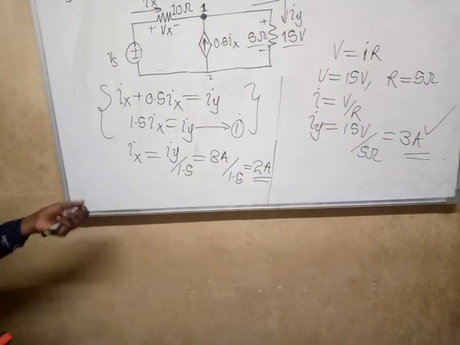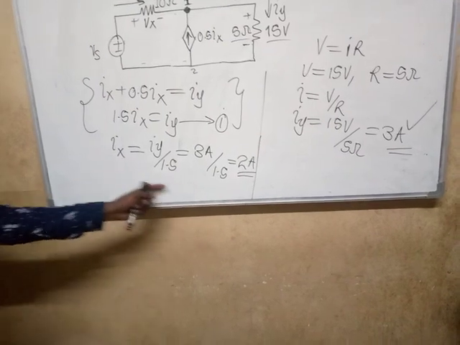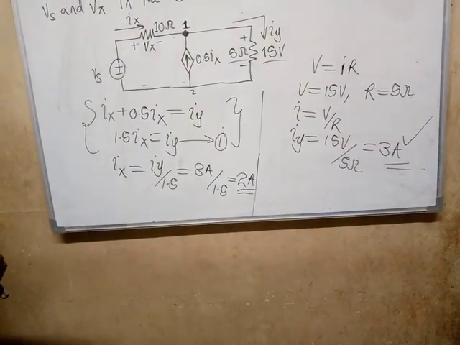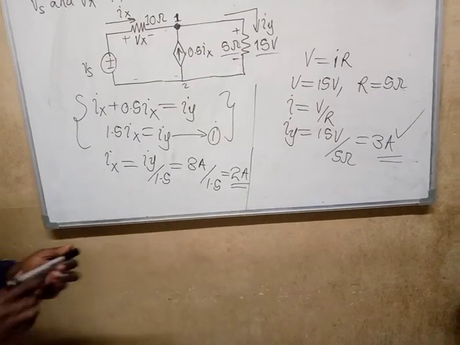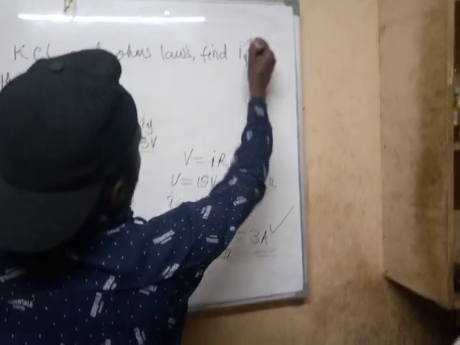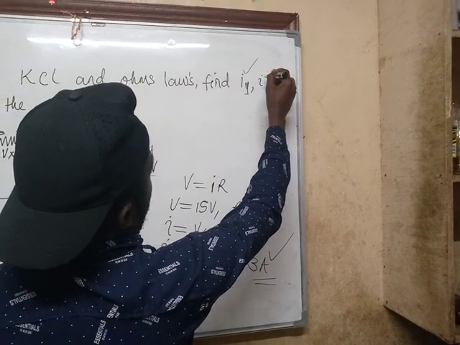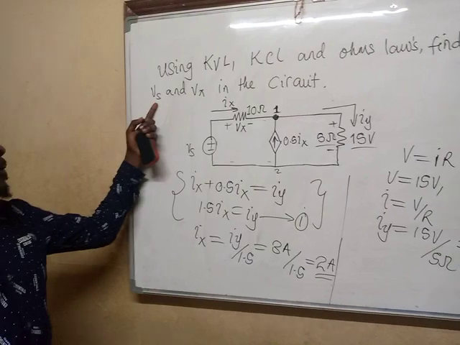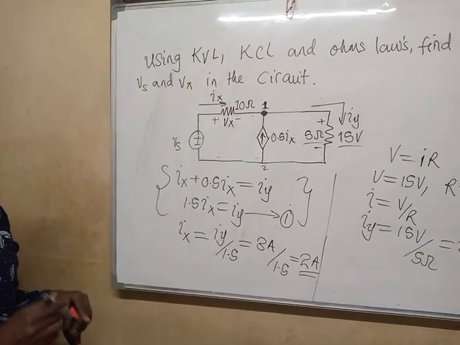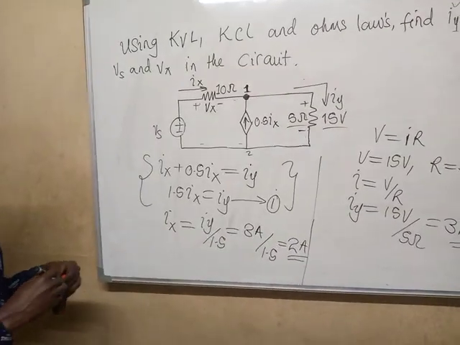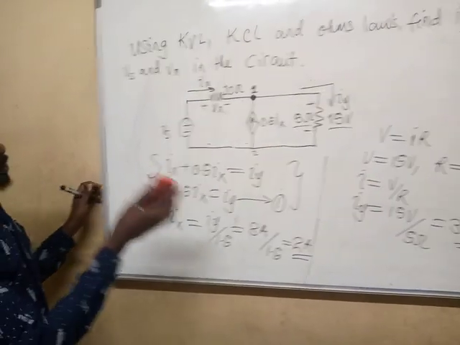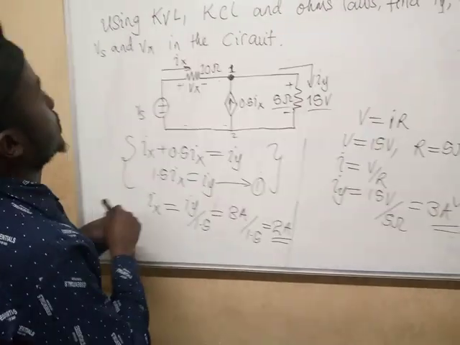So now that the value of IX and the value of IOI are known, what's next? I have determined IOI and IX. So I need now VS. So what will be the value of VS?